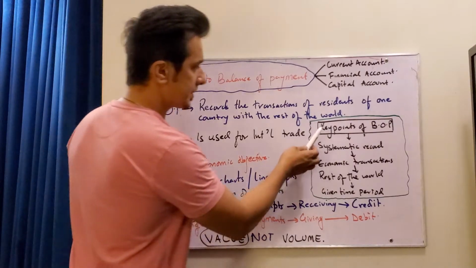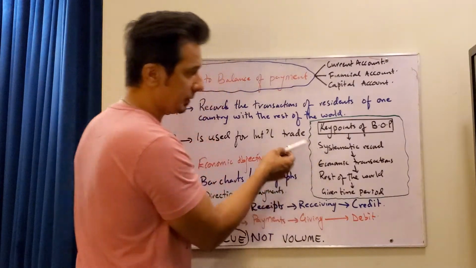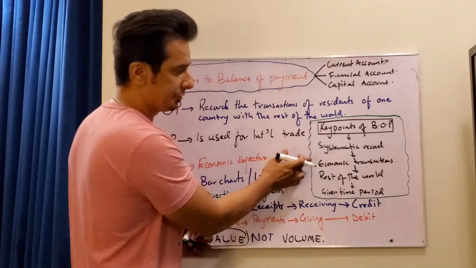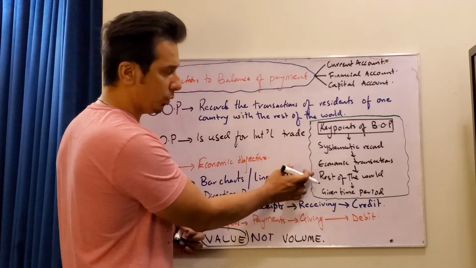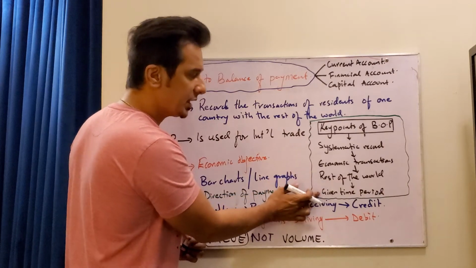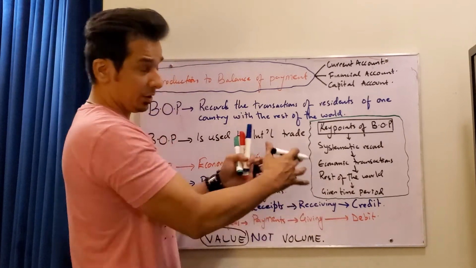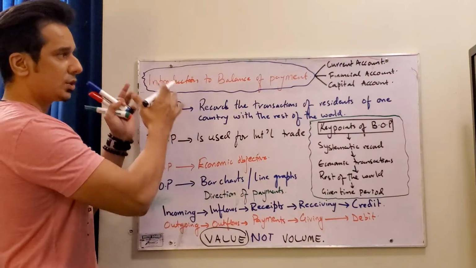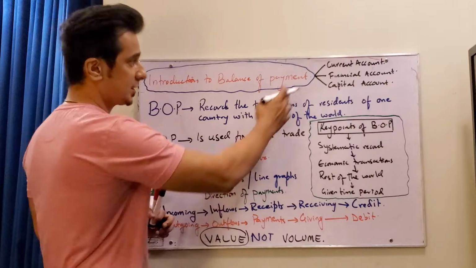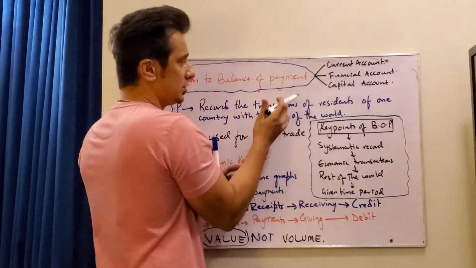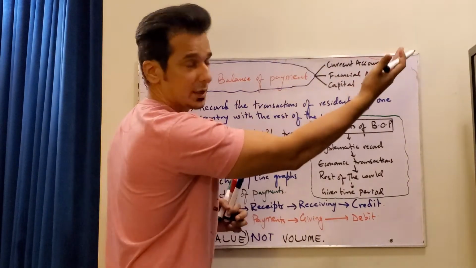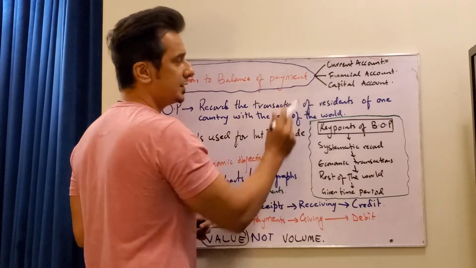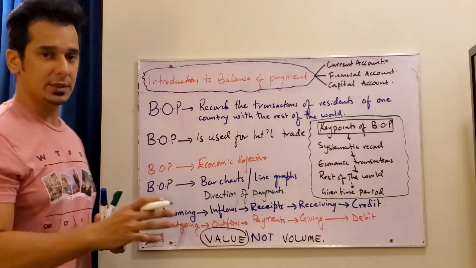Again, coming back to the key points of the balance of payment. What exactly is balance of payment? It's a systematic record of economic transactions of one country with the rest of the world in a given time period, or in a given time frame. And as far as the components of balance of payment are concerned, it's further divided into three accounts: current account, financial account, and capital account. Now we'll go in depth on these topics.